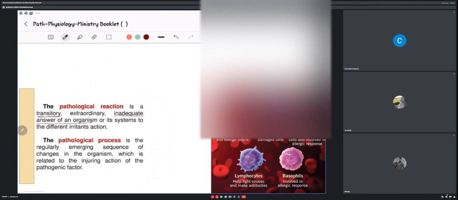It could be anything, just a reaction. The reaction could be what? Just maybe goosebumps. It could be sneezing, it could be redness of the skin, and all of those things. You can't actually identify the kind of organism that's causing that. Meanwhile, a pathologic process is a regularly emerging sequence of changes in the organism.